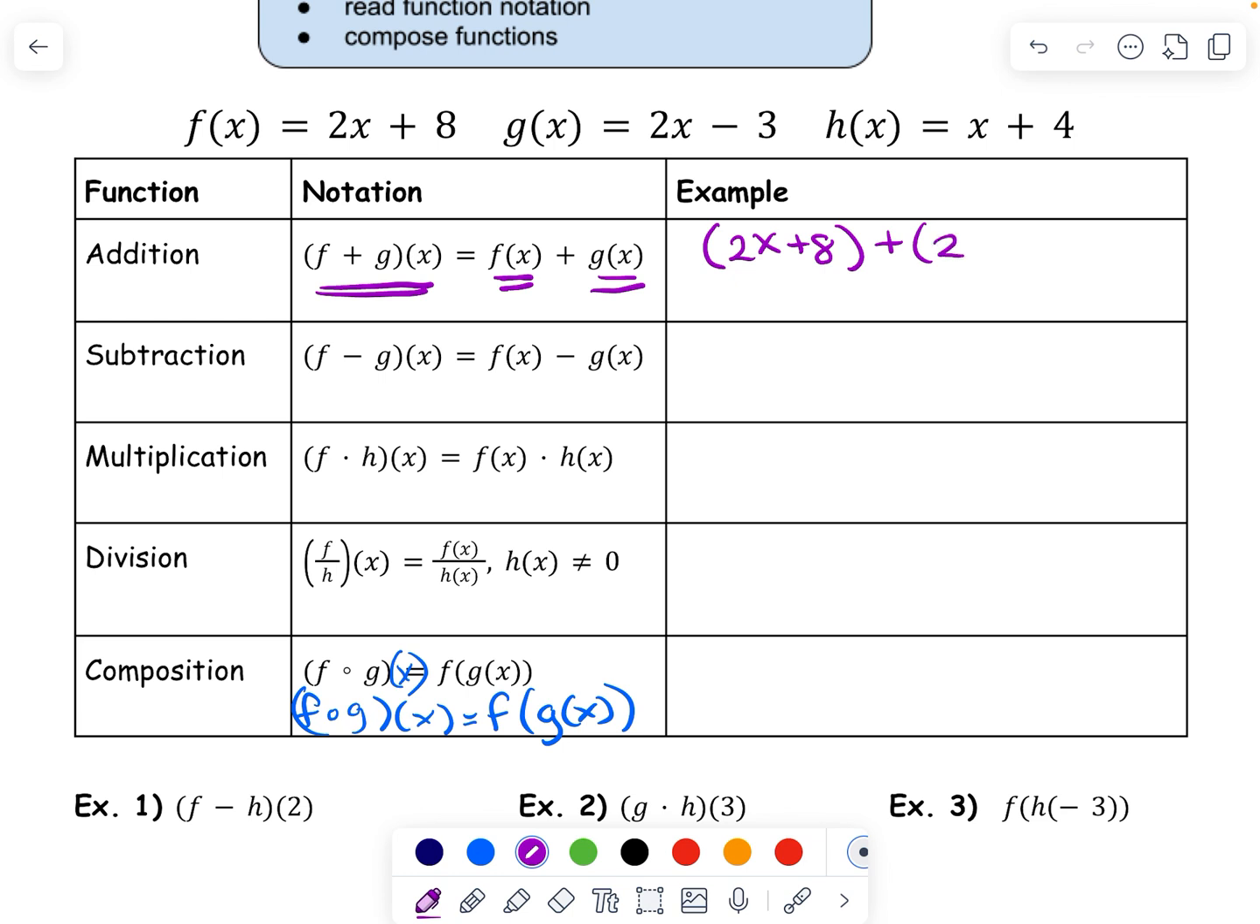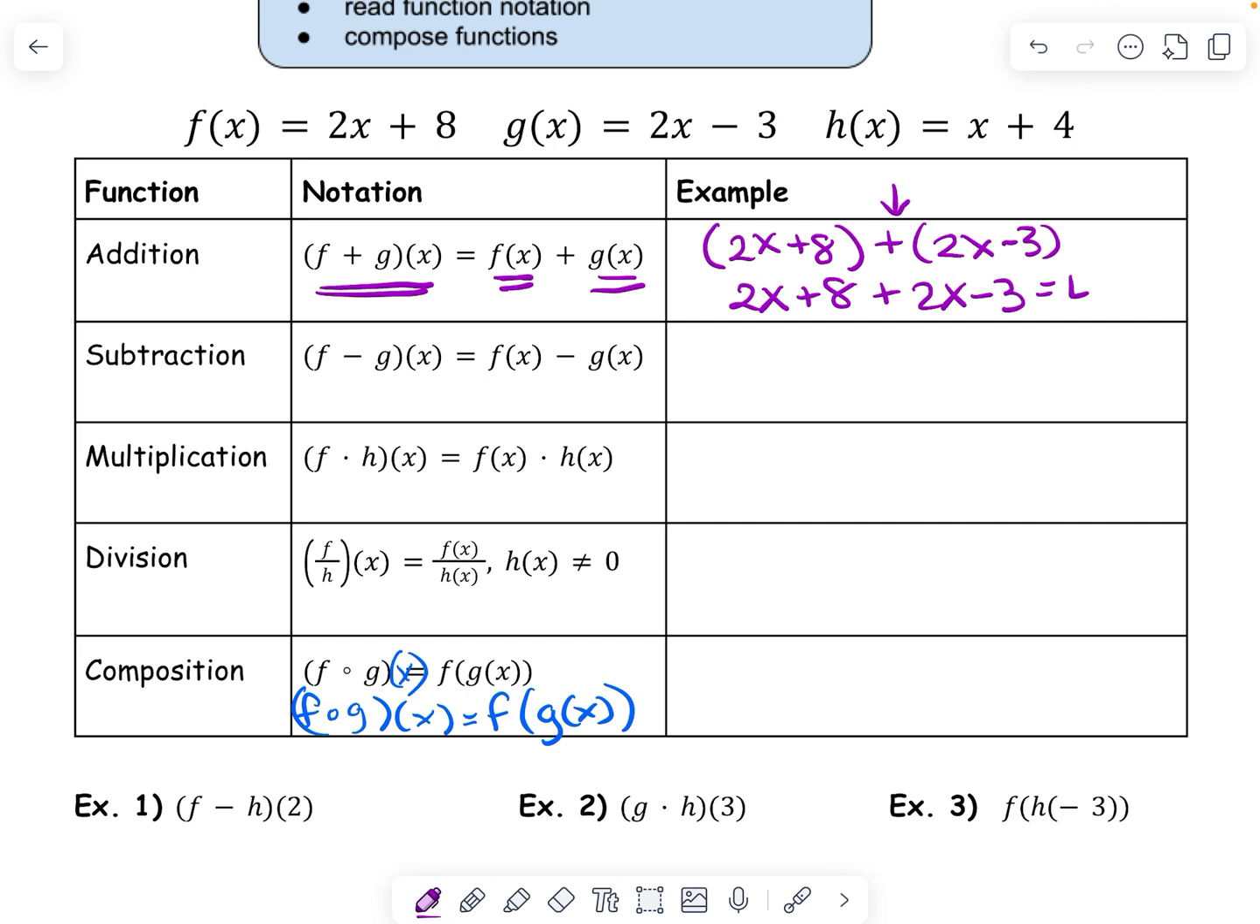Once we have an addition sign, we can drop the parentheses. So because we have an addition sign in between, we can drop the parentheses and then add like terms. So we'll get 4x plus 5.